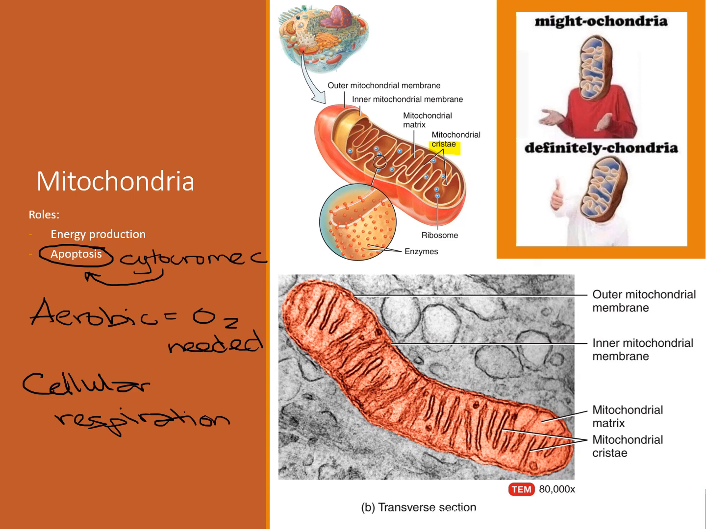So the cool thing about the mitochondria is that it also has its own set of DNA. And this is separate from the DNA that's found within the nucleus. So where the genes in the nucleus are inherited from both your mother and your father, the mitochondrial DNA is inherited only from your mother. So that's kind of interesting.